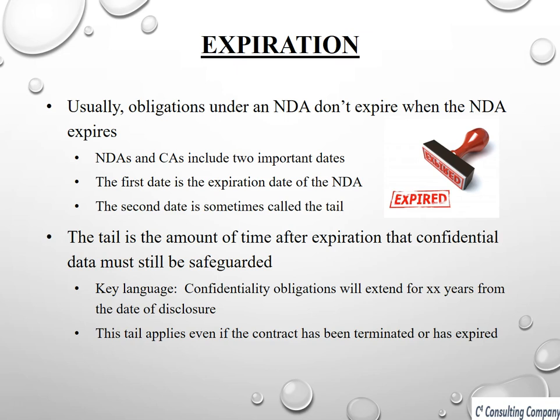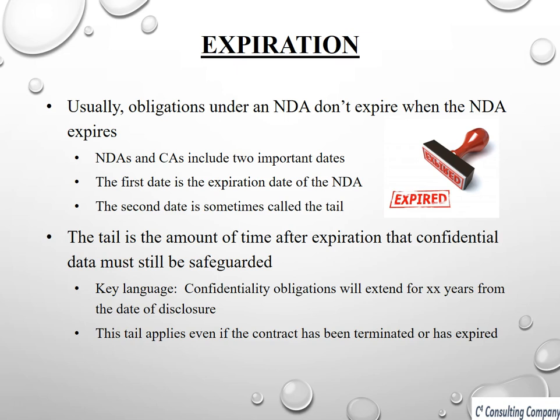So generally what NDAs and CAs have are two important dates. One is the expiration of the NDA. So typically an NDA might say, this non-disclosure agreement expires in, let's just say, a year. It expires 365 days from the effective date, from the date of signature. The second date is sometimes called the tail. And what it means is it's the amount of time after the expiration of the NDA itself that confidential information needs to be safeguarded, needs to be protected by the recipient.